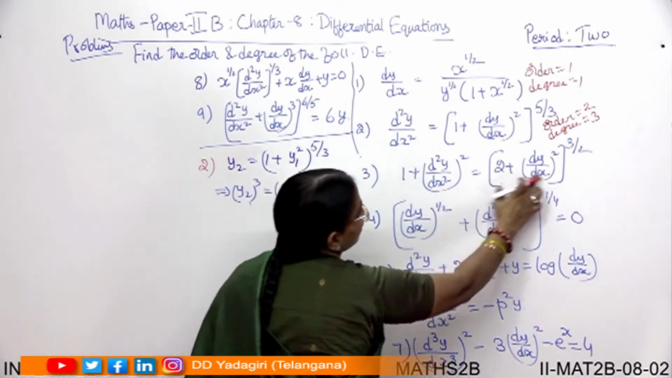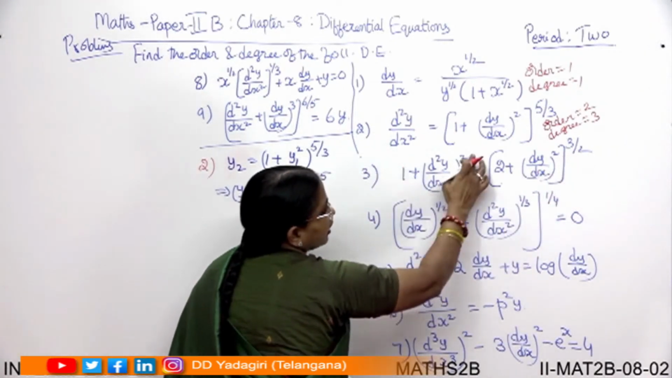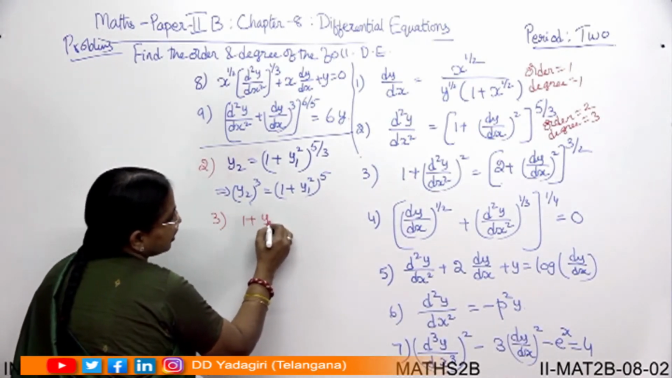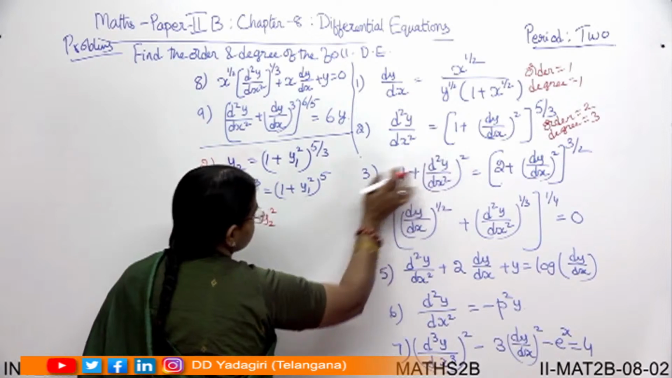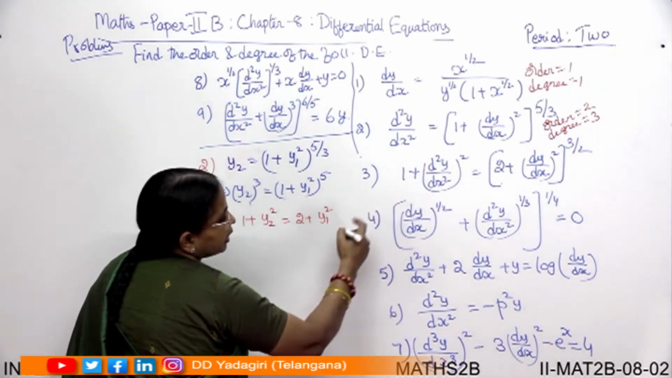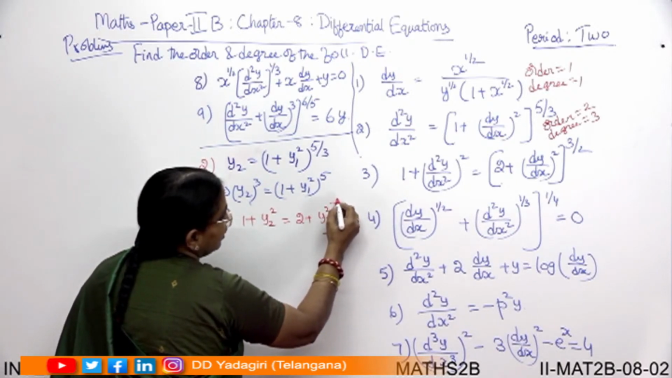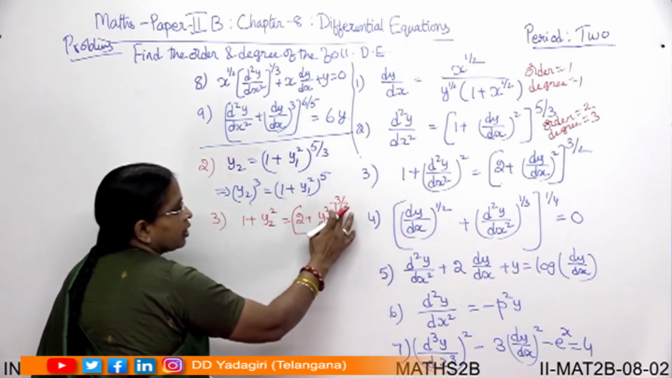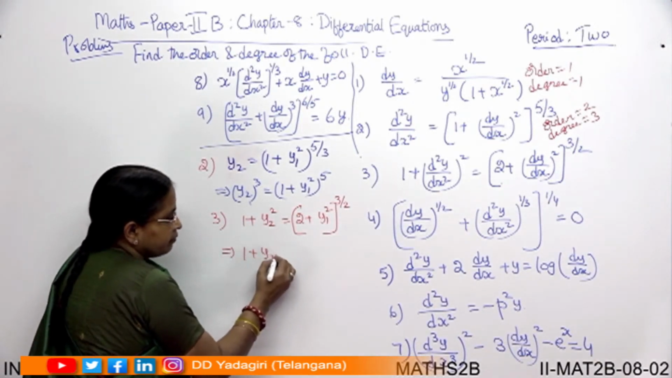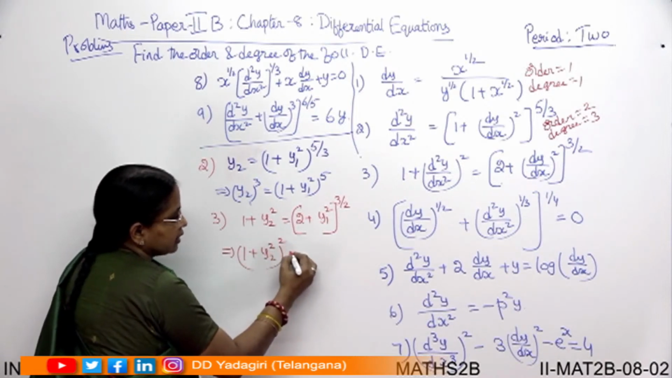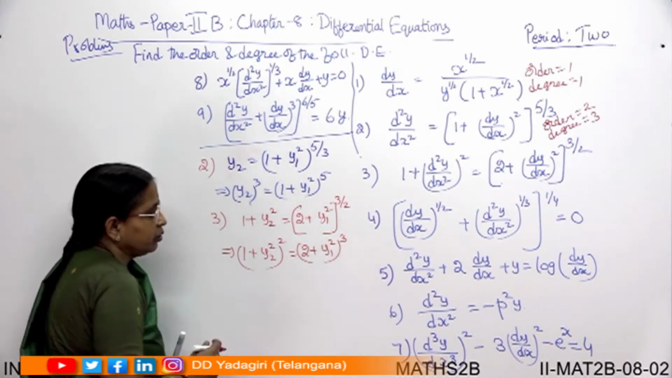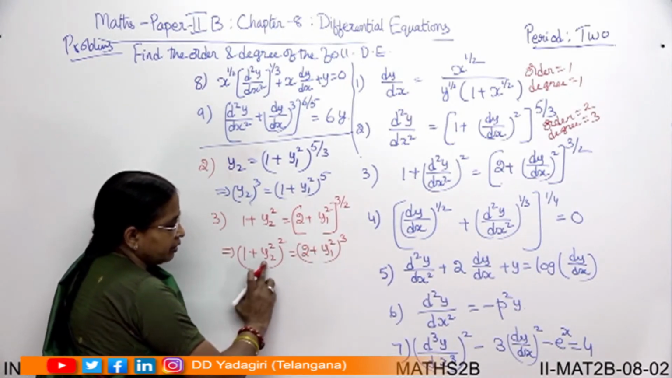Now in the same way, here you have 2. So squaring on both sides, what happens in the third problem? It is 1 plus y2 square is equal to 2 plus y1 square, dy by dx means y1 square whole to the power 3 by 2 here. So you should not have fractional power. So you will square on both sides. So it becomes 1 plus y2 square whole square is equal to 2 plus y1 square whole cube. So what is the highest order derivative?